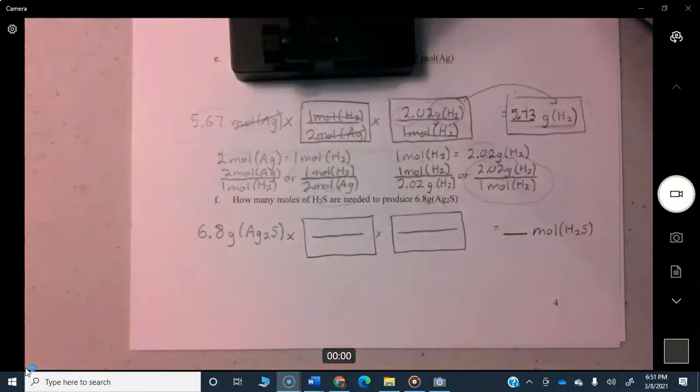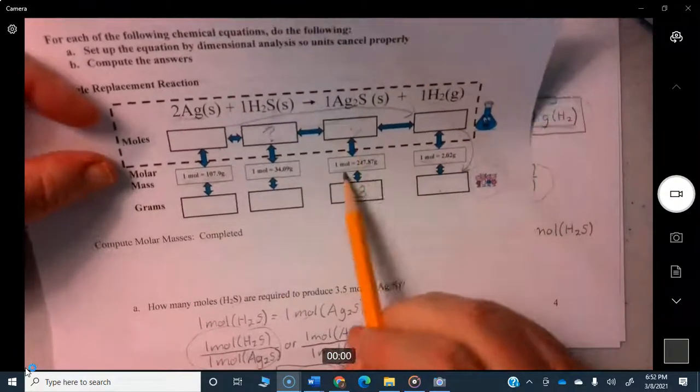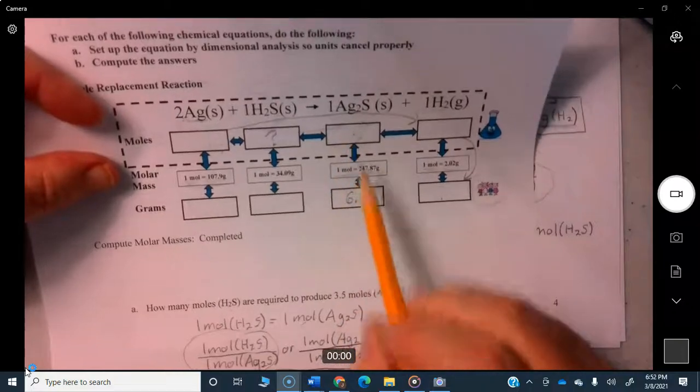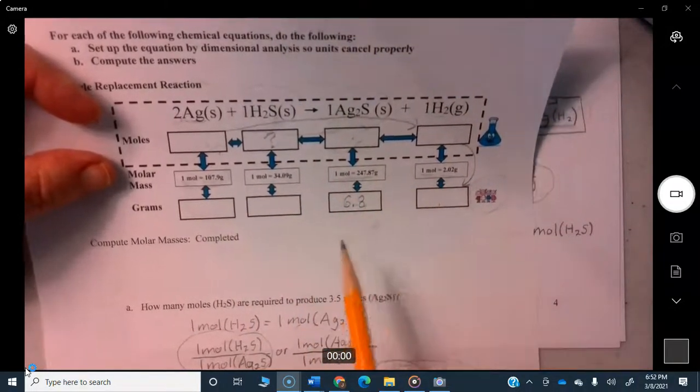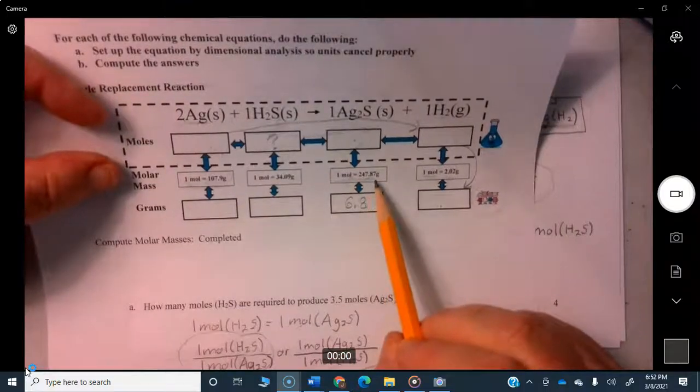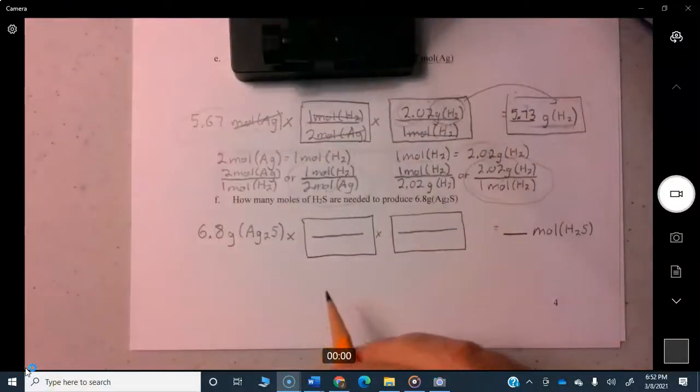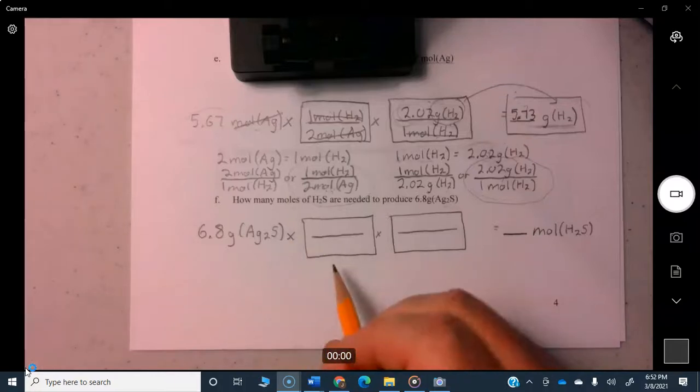Okay, so let's get started. The first conversion is going from here to here. That's the molar mass conversion. Anytime you're going in or out of the equation, the molar mass is your conversion. So it's 1 mole equals 247.87 grams of Ag2S.